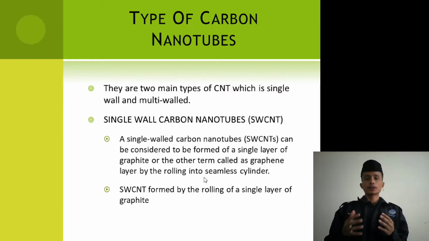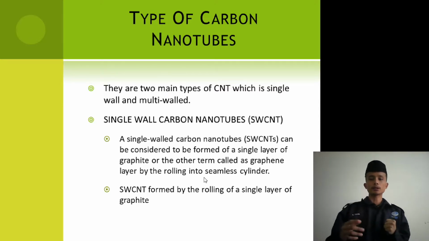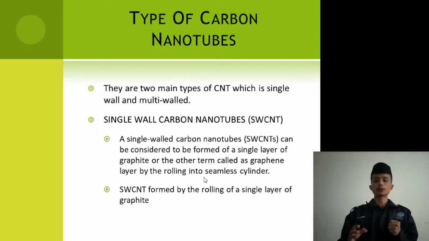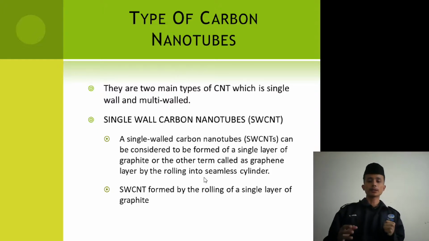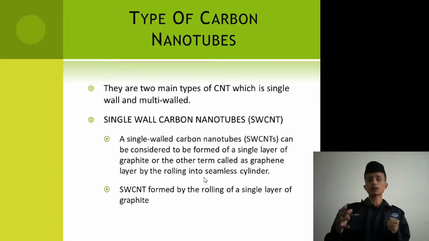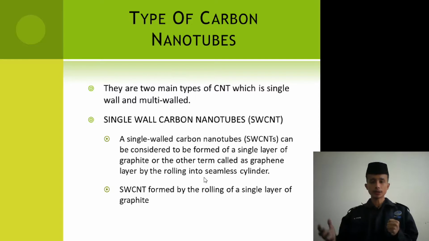Okay, types of carbon nanotube. There are two main types of carbon nanotube, which are single wall and multi-wall. A single wall carbon nanotube can be considered to be formed from a single layer of graphite, or the other term, a graphene layer, by rolling it into a cylinder. The cylinder is created involving only hexagonal rings with double and single carbon-carbon bonding.